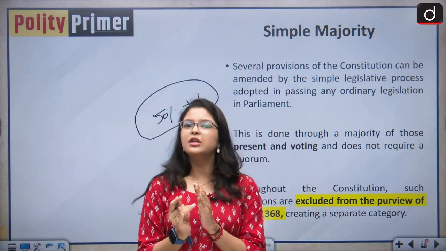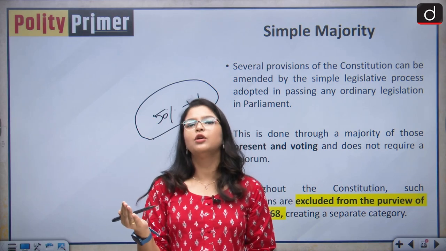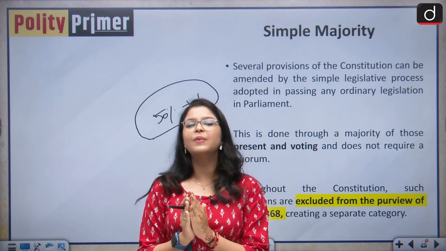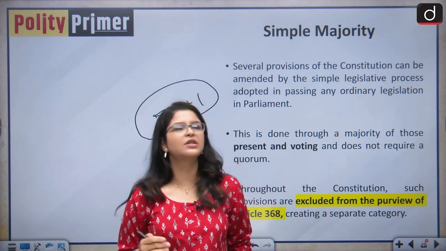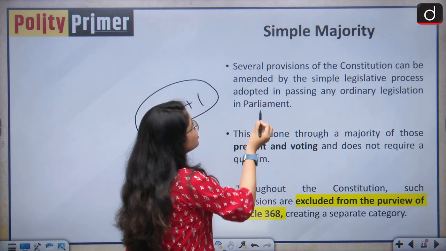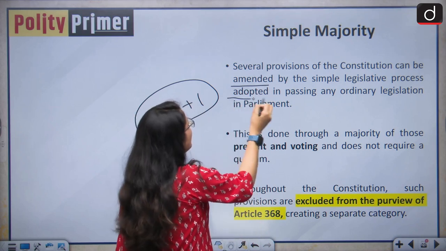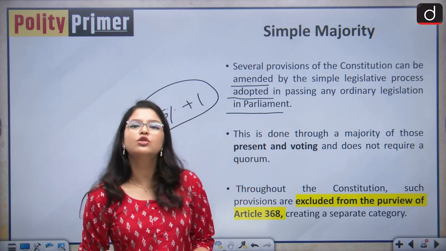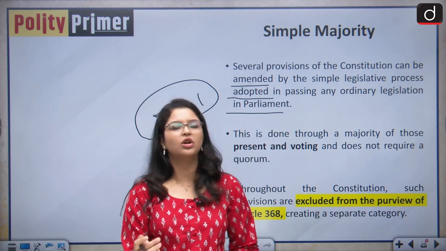So if 50% of the members plus one member votes in favor of the constitutional amendment, it is passed through simple majority. So this is the concept of simple majority. Several provisions of the constitution can be amended by the simple legislative process adopted in passing any ordinary legislation in the parliament. So most of the ordinary legislation in the parliament is passed through simple majority.